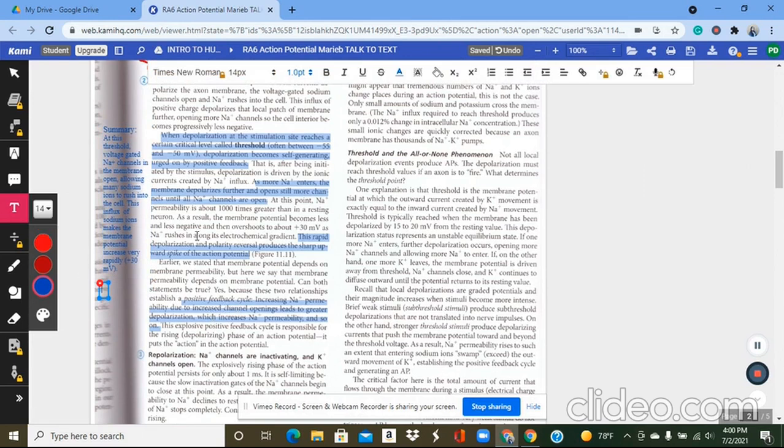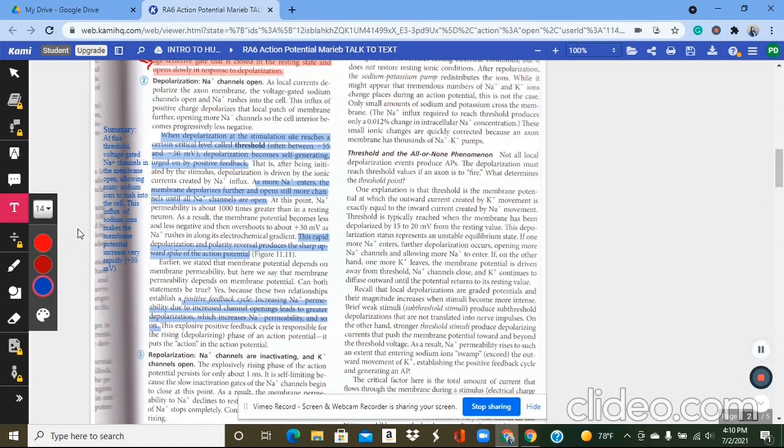Okay, so one new thing that I learned in this text is about the positive feedback cycle, which I'm not actually aware of the meaning of. Basically, the increasing sodium permeability due to channel opening leads to greater depolarization, which increases sodium permeability, and so on. From how I interpreted it, the positive feedback cycle is something that develops exponentially, which drives the membrane potential toward the positive values.